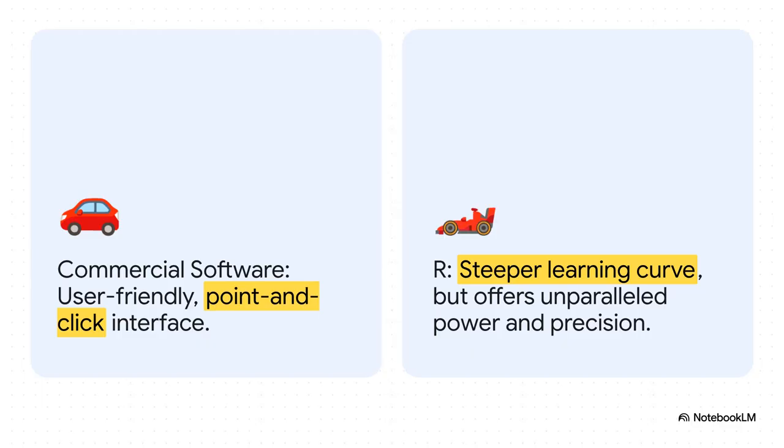To really get the difference, think about it like this. Your traditional software like SPSS is like an automatic car. It's super reliable, easy to learn, you just point and click and it gets you where you need to go. R, on the other hand, is like a high-performance manual sports car. It's got a steeper learning curve for sure. You've got to learn to work the clutch and shift the gears yourself. But once you master it, the power, the precision, and the control you have is just on another level.